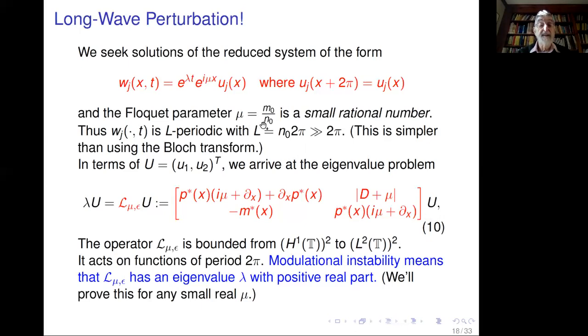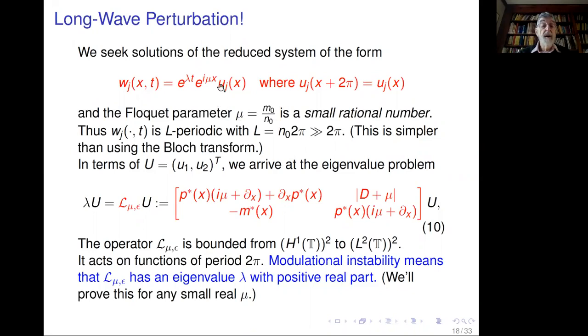This is technical, it's not so important, but it's convenient to make mu a rational number, because if mu is a rational small number, then this guy up here, as a function of x, has a finite period. You can avoid that by the Bloch transform technique. So this is the only place where I talk about rational numbers, just to justify.